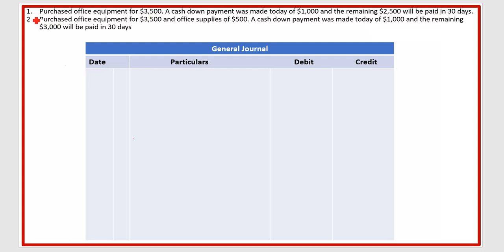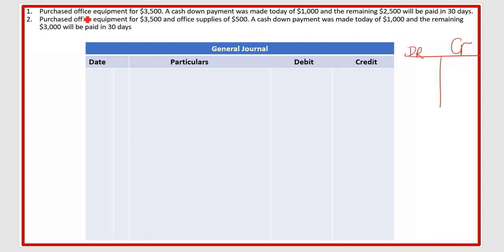So see here, the first transaction is purchase of office equipment of $3,500. A cash down payment was made today of $1,000 and the remaining $2,500 will be paid in 30 days. So first of all, you have to see which accounts are affected in these transactions. First, here we have purchased office equipment. Right here I have made the T account. This is the debit side, as I have told you, and this is the credit side of the T account.